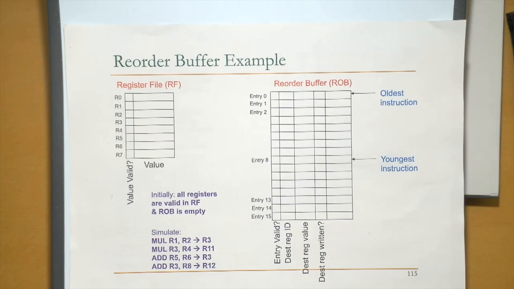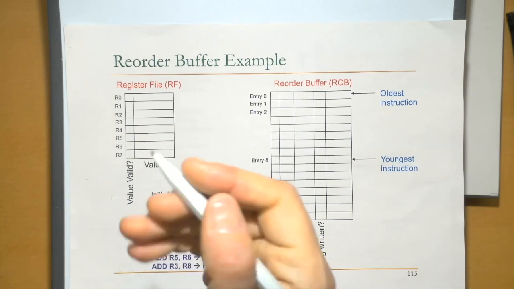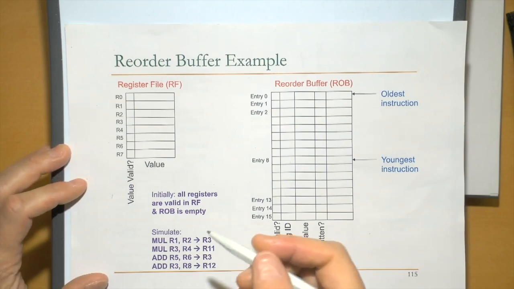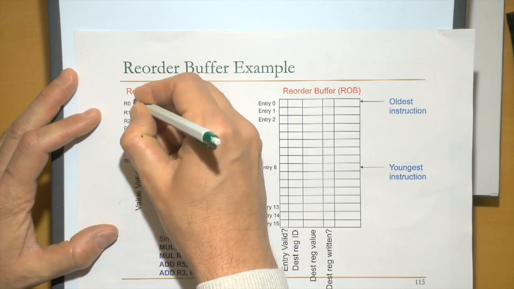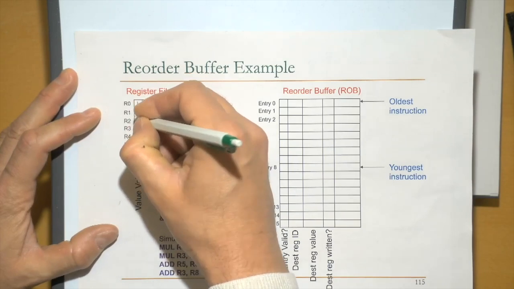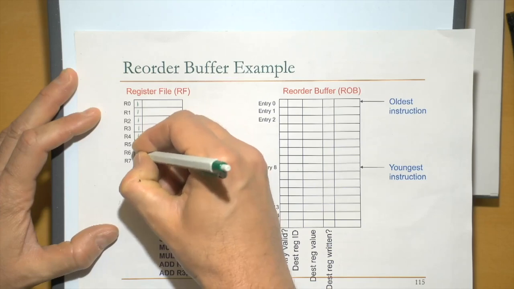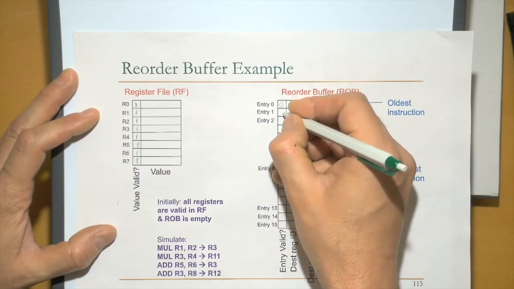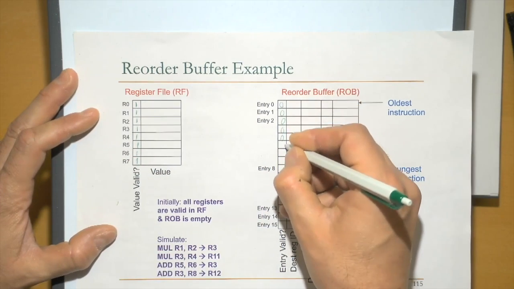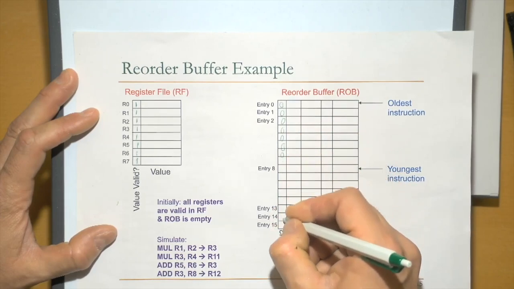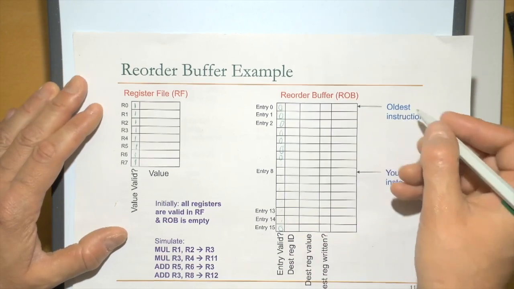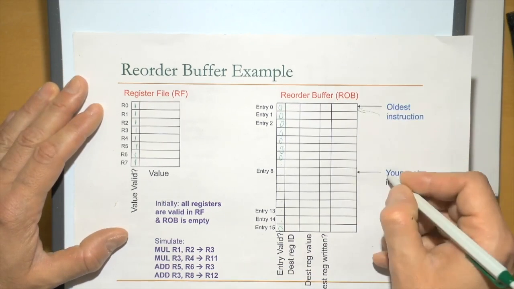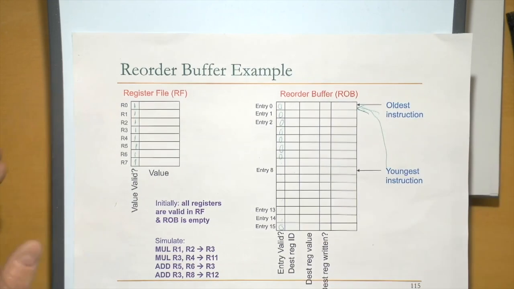Do I have enough colors? Three colors. I don't know, maybe not. Okay, so basically, initially, all of the registers are valid in the register file and the reorder buffer is empty. Let's make sure that's the case. So initially, all of the registers are valid: 1, 1, 1, 1, 1. And initially, reorder buffer entries are invalid. It's kind of boring to do that for all of them, so I'm going to skip them. So all of them are 0, basically. And then the pointers need to be fixed also, oldest equal to youngest, for example. So the youngest pointer needs to be there.